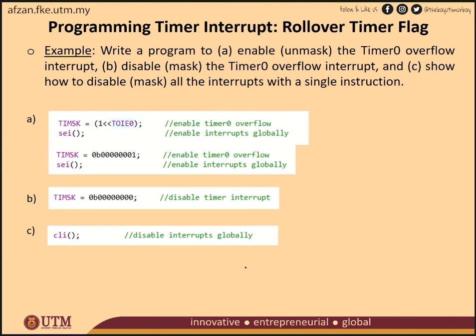So let's look at these examples here. You are going to write a program to enable, or unmask, the timer 0 overflow interrupt. We already did this one here. You can write TIMSK equal to 1, shifted to the left until you reach TOIE0. And then of course, you need to enable it in your status register as well, right? Or you can simply write TIMSK equal to 0b, find the location of the timer 0 overflow interrupt.